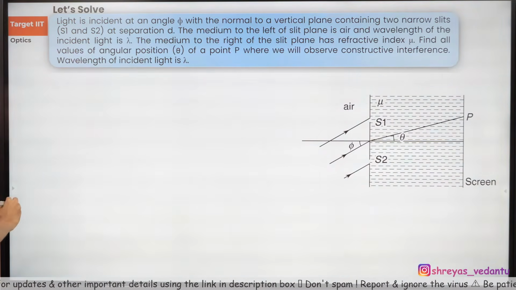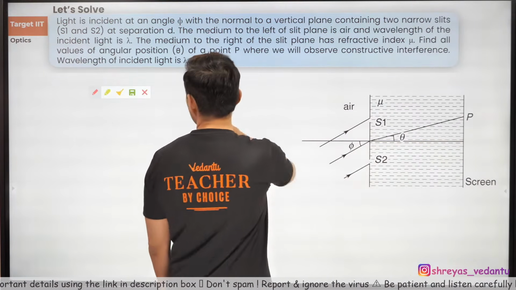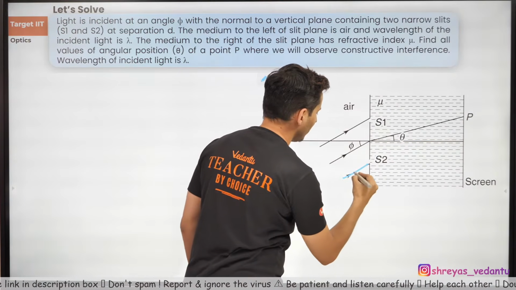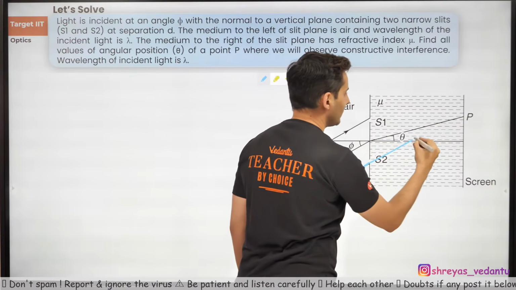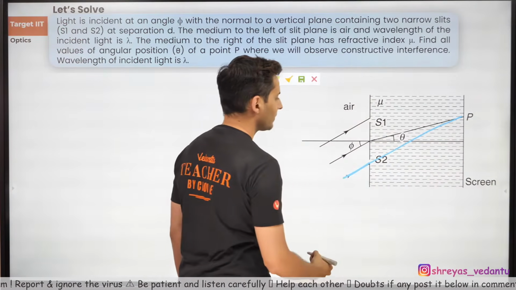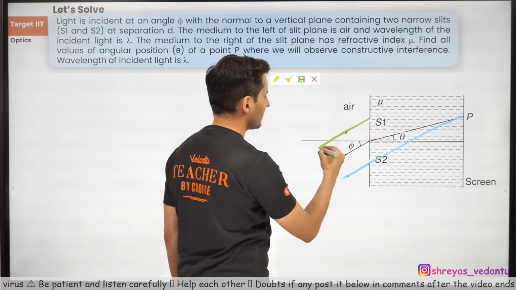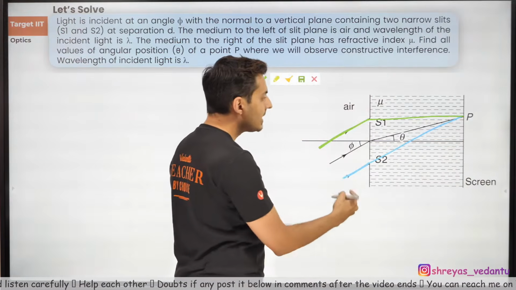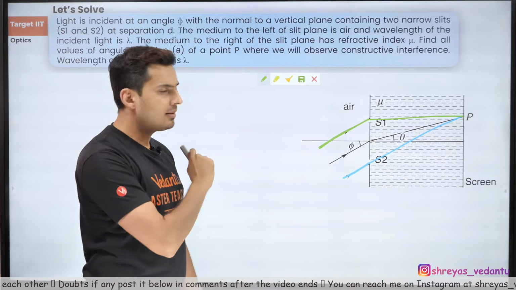So first of all, just imagine you consider this ray, the blue one, which is passing through slit 2, and then it goes like this and reaches here. The other ray, this one, which passes through slit S1, reaches like this. Clearly there is a path difference between them. Why is there a path difference?